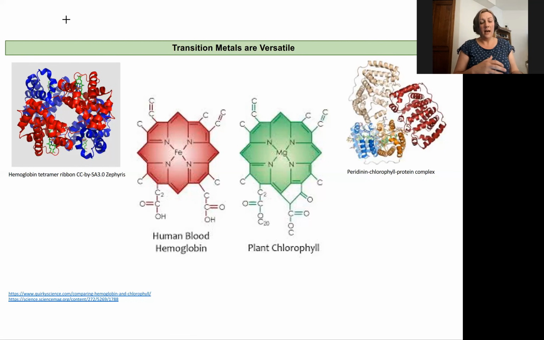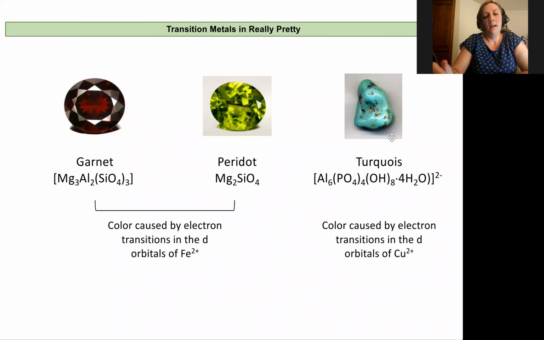By contrast, we have a non-transition metal in a porphyrin, the same exact environment, but this is a magnesium. And you'll see this is found in plant chlorophyll. The magnesium in the porphyrin will be green in color, and it'll actually mediate an entirely different set of chemical reactions. My favorite part about transition metals is that they're really pretty. They form these gorgeously colored complexes that we actually consider to be precious gemstones at times.